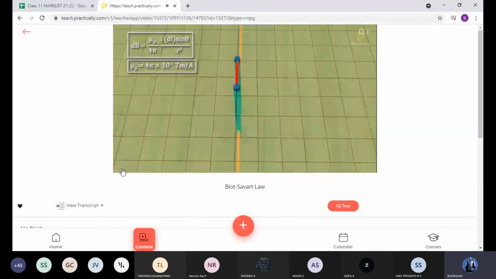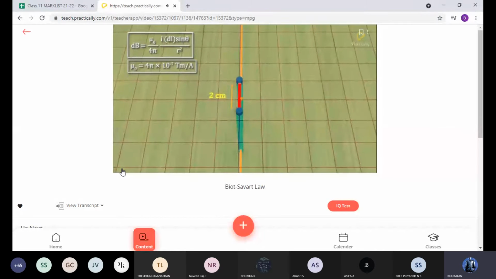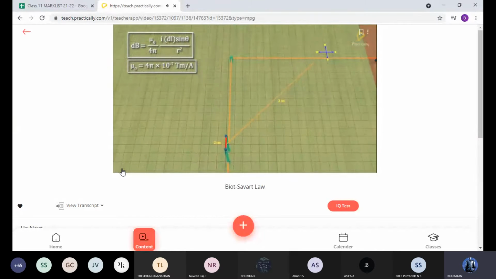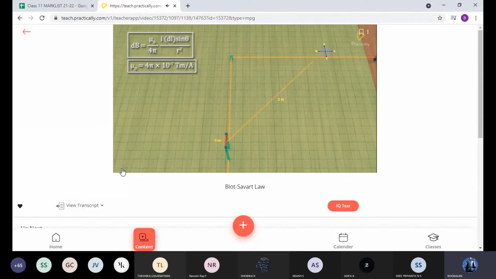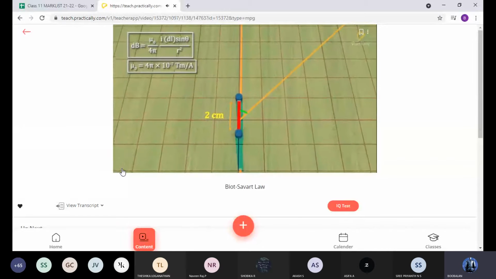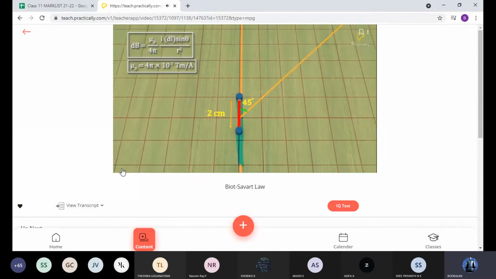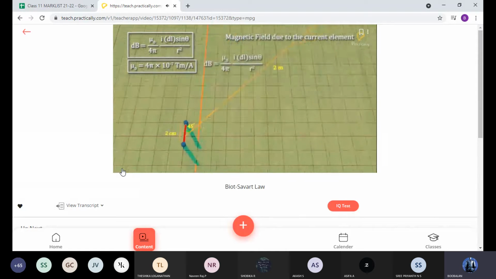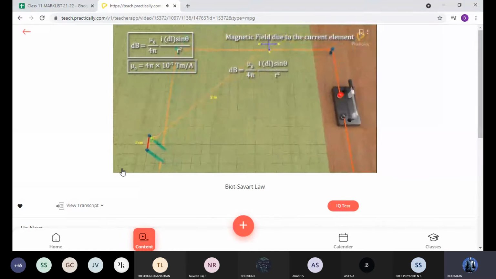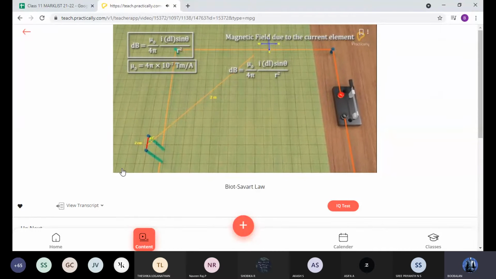For example, a wire placed along the north-south direction carries a current of 20 amperes. Let us find the magnetic field due to a 2 centimeter portion of wire at point P, that is 2 meters away in the northeast direction. Since the current element is very small, we can consider dl to be equal to 2 centimeters. Angle between current element and position vector, theta, is 45 degrees. Magnitude of the magnetic field due to this current element is got by substituting the corresponding values in the expression mu naught by 4 pi I dl sine theta by r square.